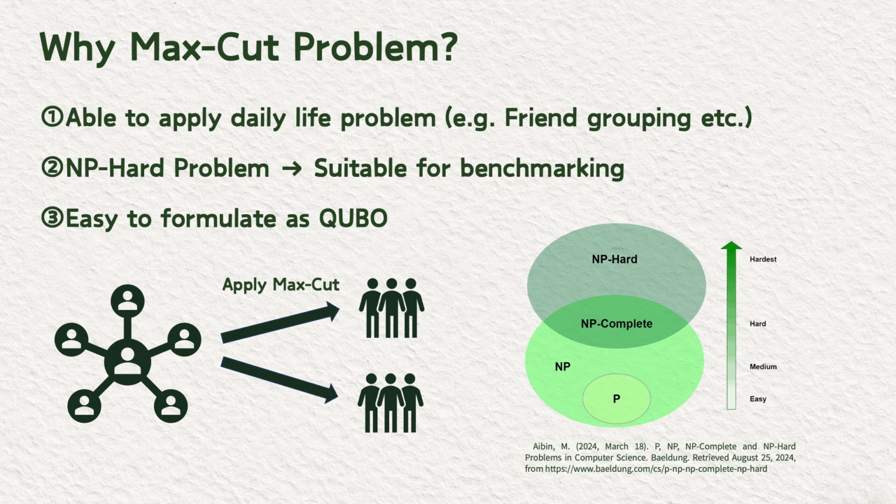The third and most important reason is that the max-cut problem can be easily expressed in the QUBO format. QUBO, or quadratic unconstrained binary optimization, is a method for expressing the cost function using binary variables 0 and 1. When using quantum algorithms like QAOA, it is necessary to convert the problem into the QUBO format, or the Ising model, which uses binary variables 1 and -1. Now let's actually solve a problem.